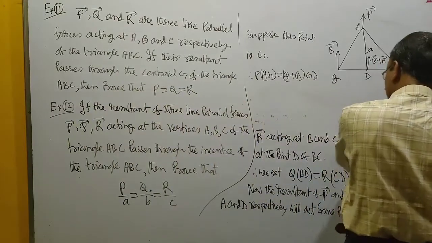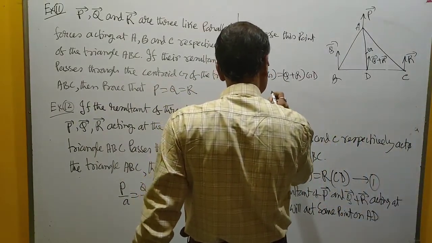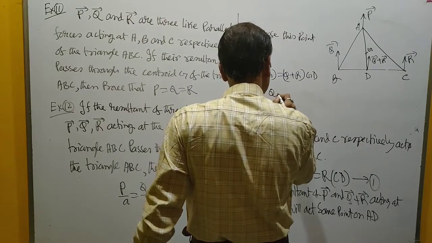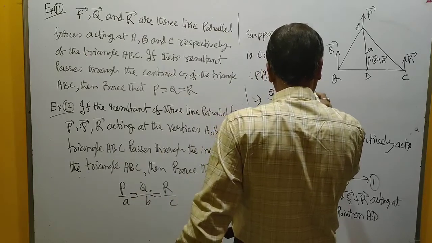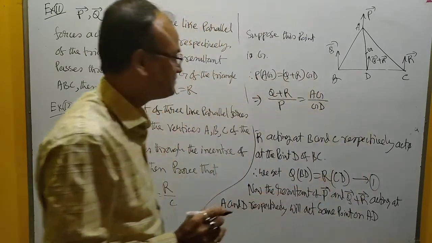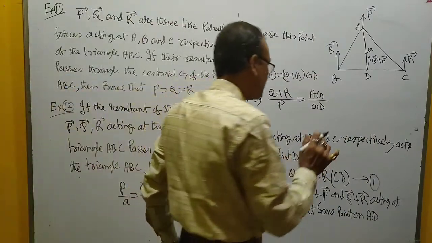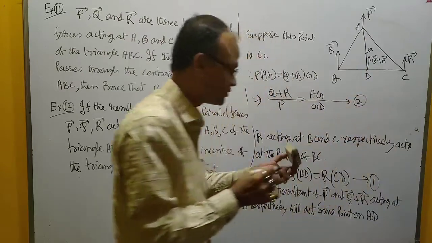Now, this means Q plus R divided by P equal to AG by GD. Suppose this is number 2.